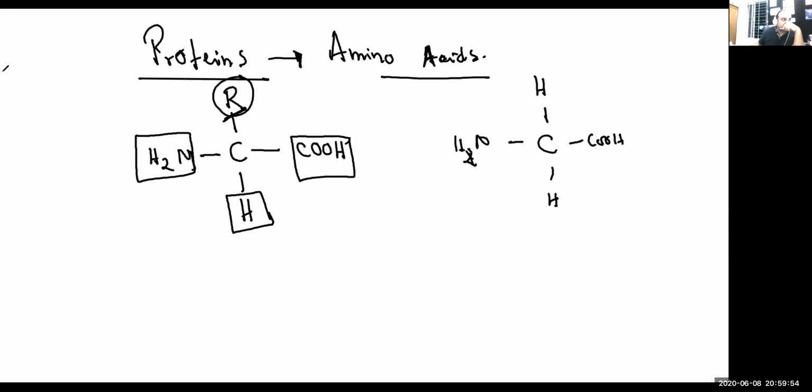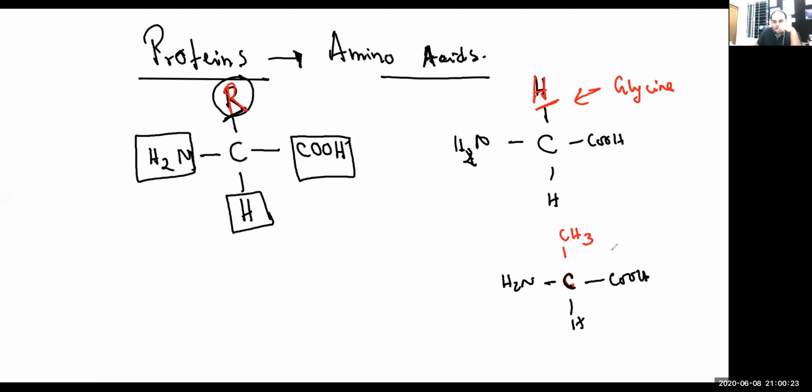Let's give this another color. So if your R group is hydrogen, this is glycine. If your R group is CH3 and your other structures are still the same, this is alanine. Do you understand? Yes, sir. So why aren't we concerned about the R group?